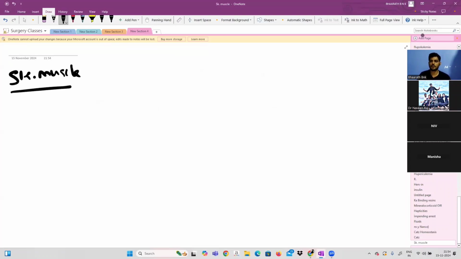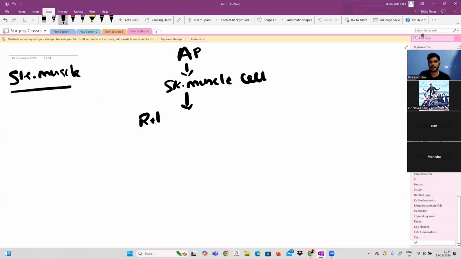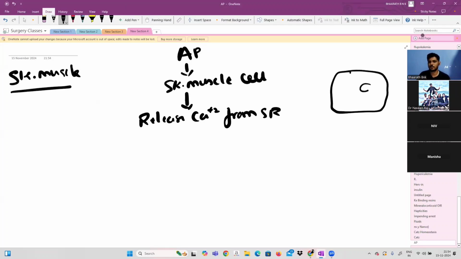For all muscle contractions, all you need is an action potential. So whenever the action potential reaches a skeletal muscle cell, this will cause the release of calcium from the intracellular stores only. So it releases calcium from the sarcoplasmic reticulum, right? So there is a cell, and inside this cell there is sarcoplasmic reticulum, and calcium is present in this sarcoplasmic reticulum. Whenever the action potential comes and reaches this cell, there is a release of this calcium from the sarcoplasmic reticulum. So now calcium is free in the cell.